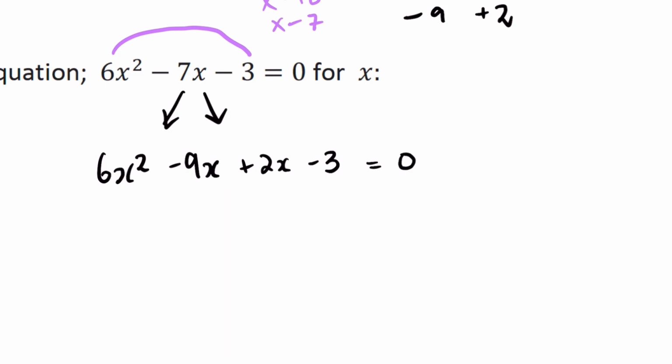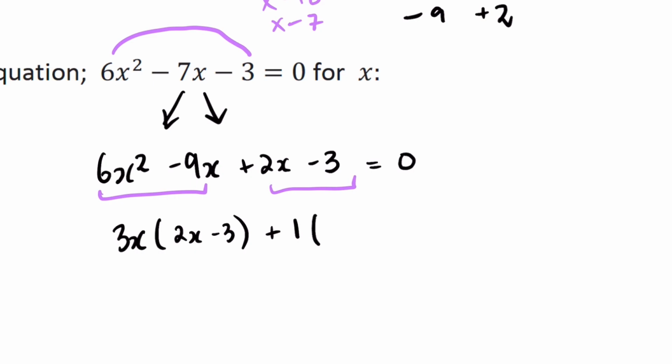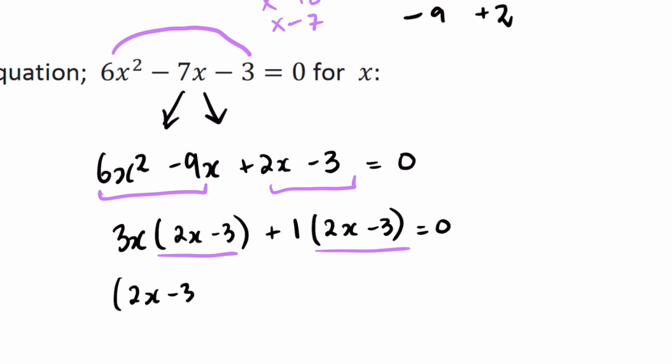And now we're going to go ahead and factorize by grouping. So we're going to look at these two here. What's common? We can take out a 3x. There'll be 2x minus 3 left over. Here I can't take out anything, so I'm just going to write plus 1. And now we can factorize these two out because they look exactly the same. That's 2x minus 3. And what's left over is a 3x plus 1 is equal to 0.